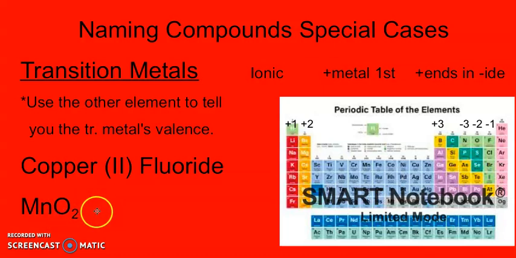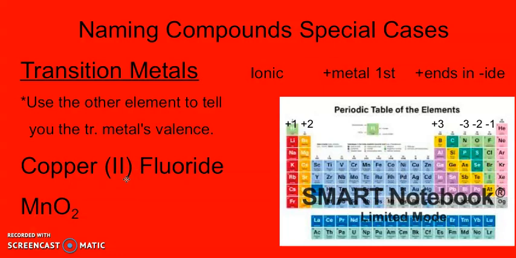So I don't have my tablet with me, so if I were to write it out, I would write manganese in parentheses 4 oxide. Because keep in mind, it's ionic, metal first, ends in IDE, manganese oxide, except between them you would put 4 in parentheses.